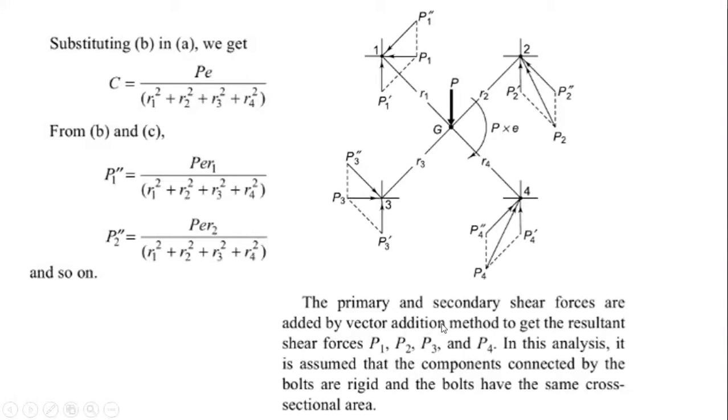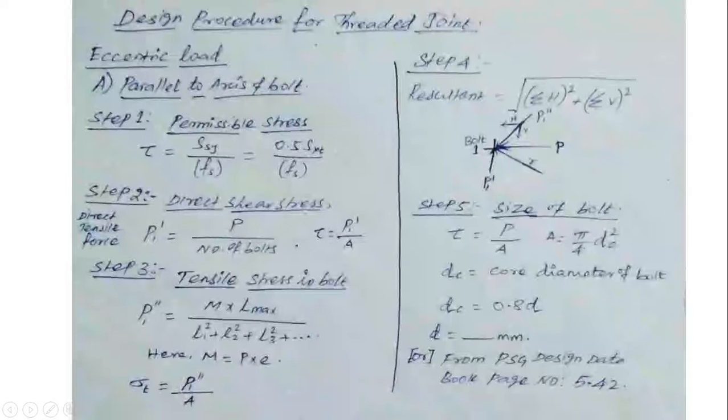Vector addition method means we will get the horizontal and vertical forces. We will solve the horizontal and vertical forces and finally we get the P1, P2, P3 and P4 values. And then the design procedure for threaded joints. This is the simple design procedure, which you can use for your exam purpose. Design procedure for threaded bolts under eccentric load.